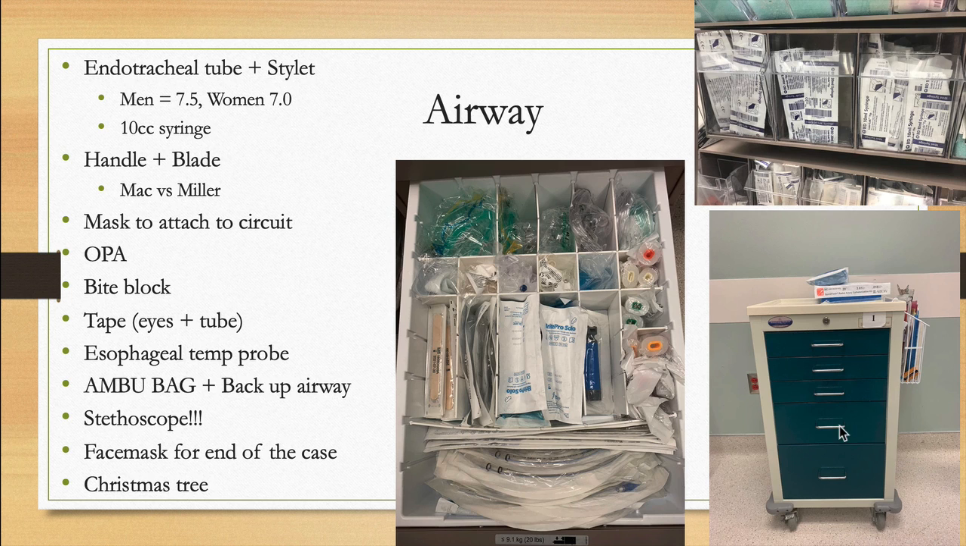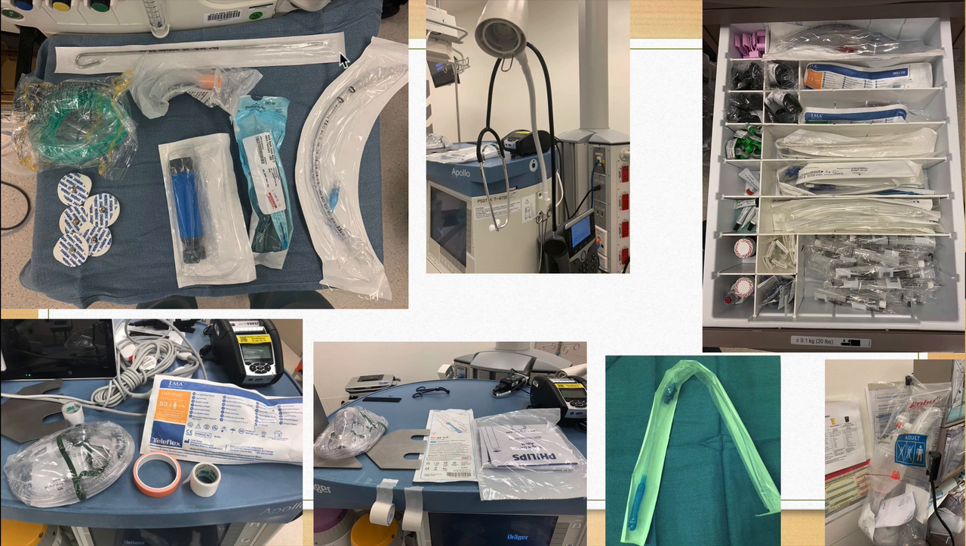Usually in the 4th drawer, you'll find the various types of tape. And we'll talk about what a Christmas tree is in just a moment. So here's some of the components that we discussed. The mask that will be attached to the Y piece, the stylet, it's going to go inside the ET tube. You'll have a 10 cc syringe to attach to this part of the ET tube to inflate the pilot balloon to make sure that it's functional.